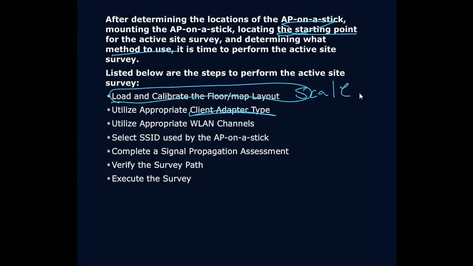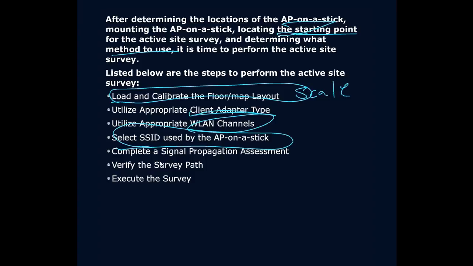Make sure to use the appropriate wireless LAN channels. And we need to make sure we walk slowly through our active survey. So our starting point, we're going to walk slowly through the environment to ensure we see all of those signals on the list. We are going to select SSIDs used by APs on a stick. Those are the SSIDs we're going to use. This is because we could see bleed through from other areas. So we only want to check the SSIDs for our APs on a stick.